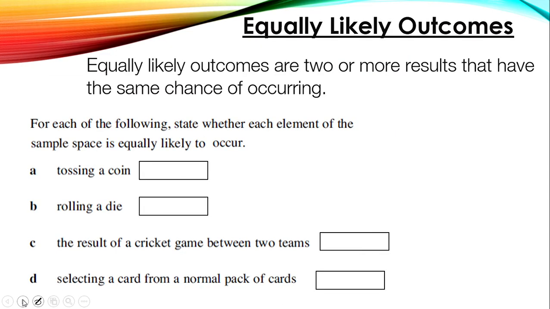And the other thing that we had talked about was equally likely outcomes. So equally likely outcomes are 2 or more results that have the same chance of occurring.